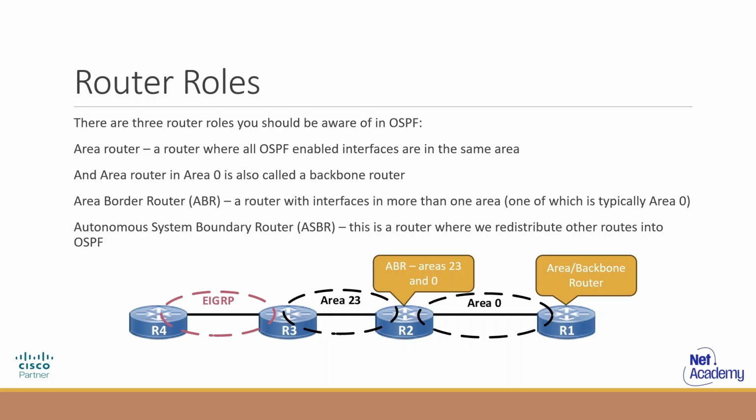And then the last type of router role I want to talk about is the Autonomous System Boundary Router, or ASBR. And this is effectively a router where I redistribute some other route into OSPF. In this case, I have a link on R3 that runs EIGRP over to R4, and that gets redistributed into OSPF. And that makes R3 an ASBR. Because it's bringing in these external routes, it's at the boundary of 2 autonomous systems, one for OSPF, one for EIGRP in this case.